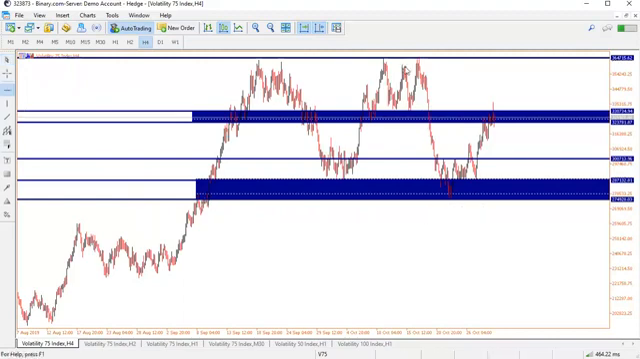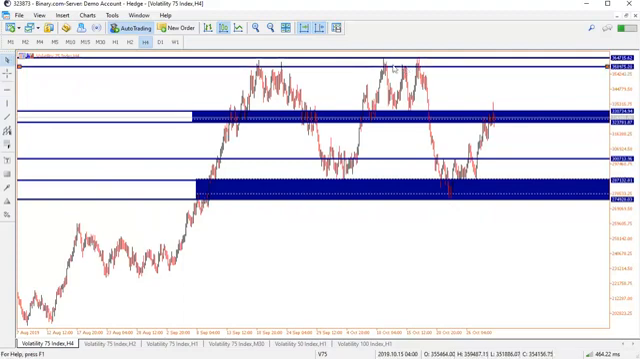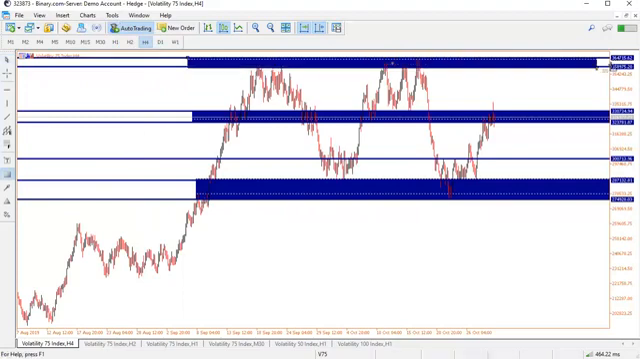So again, here the market respected two lines next to each other. What do they form? A zone. They form a zone.